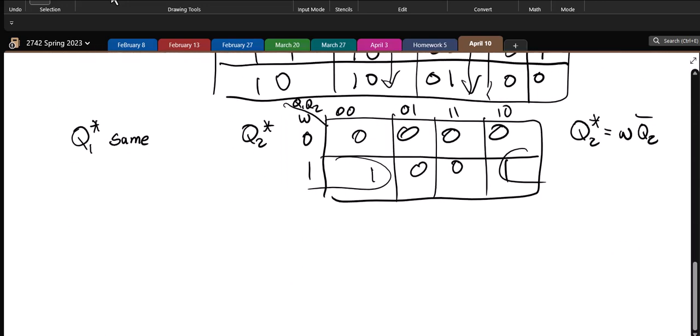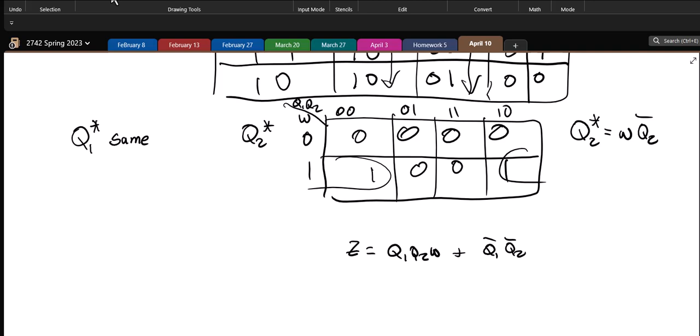And then if you find Z, you'll find Z is actually much more complicated. Z ends up being Q1, Q2, W plus Q1 bar, Q2 bar, W. So anyway, you just get different expressions. The behavior of the circuit will be the same. It's just how you define the states. So that's how it's different.